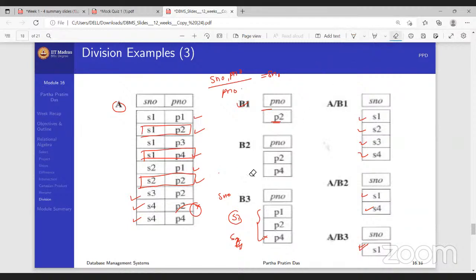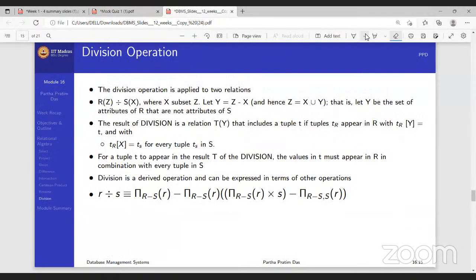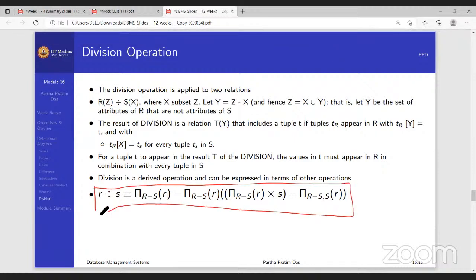In this way, for all the tuples in B, if you're dividing A by B, it should have a corresponding value in this particular attribute. So where does this logic come from? This is how the division operator totally works. In the case of our previous example, S number and P number were there, and we are dividing it by P number, right?